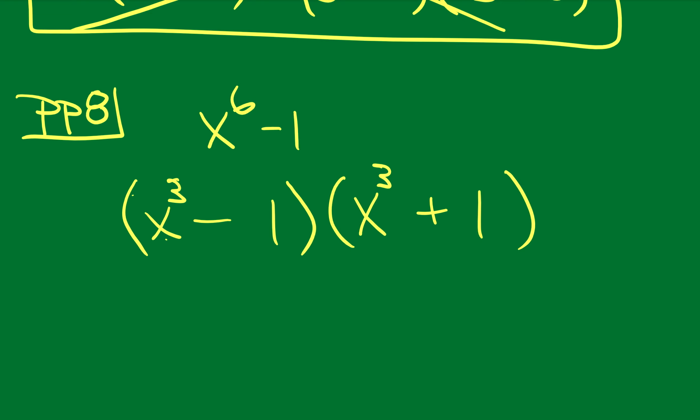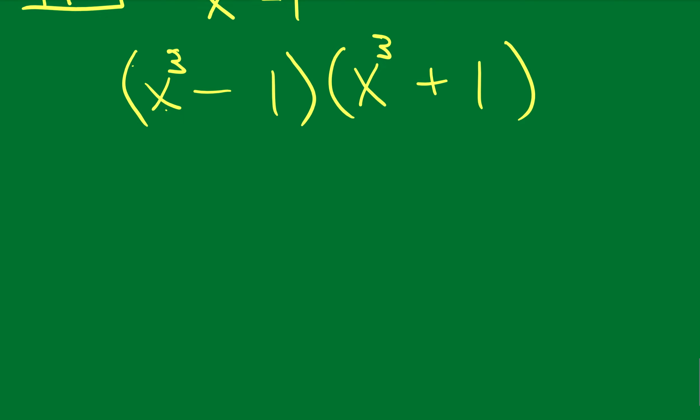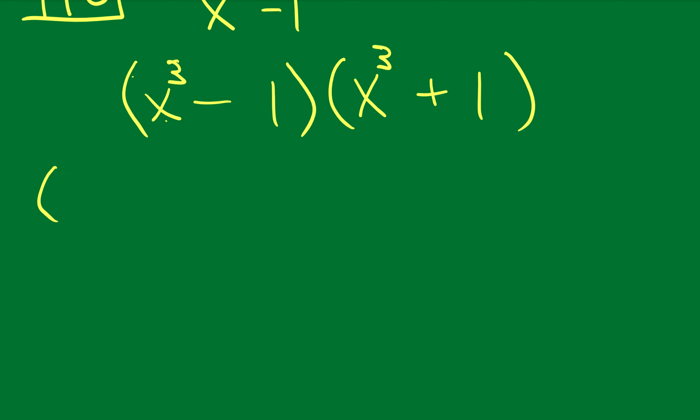So now look at what I've got. I've got a mess. I've got a big problem here. I've got a difference of 2 cubes now, because x cubed is a cube number and 1 is a cube number. So I got them on both sides. So this one's with a minus sign, this one's with a plus sign. So let's do the minus sign first. We know it comes from the binomial times the trinomial.